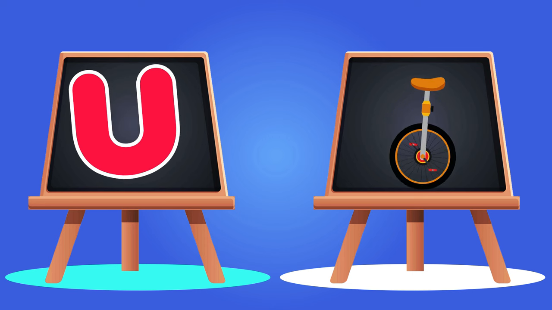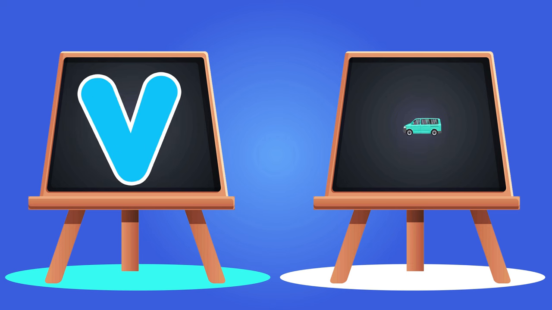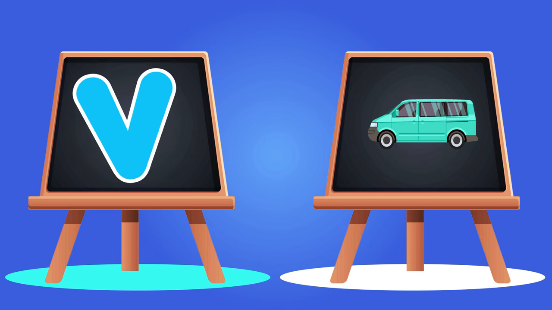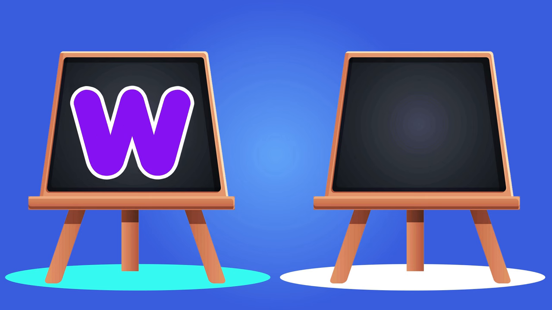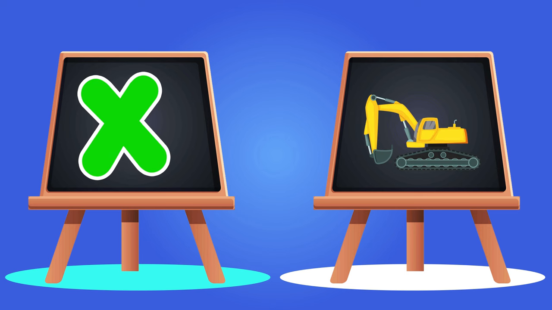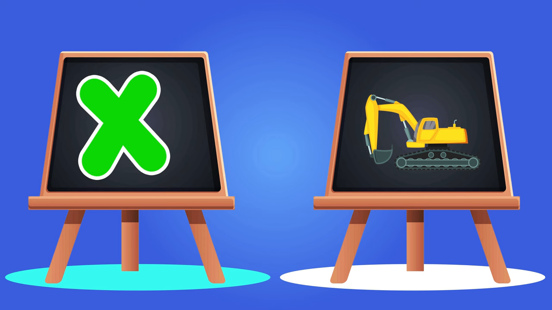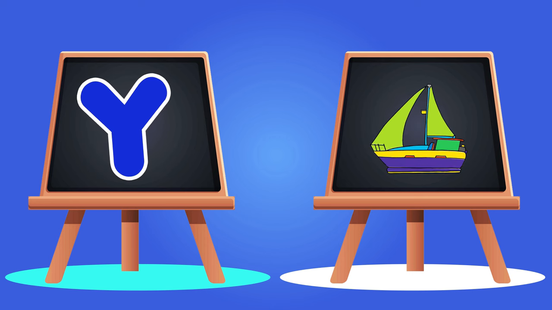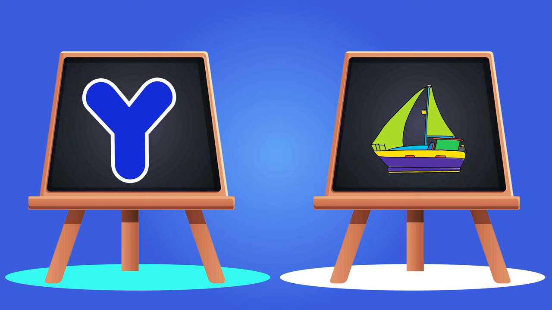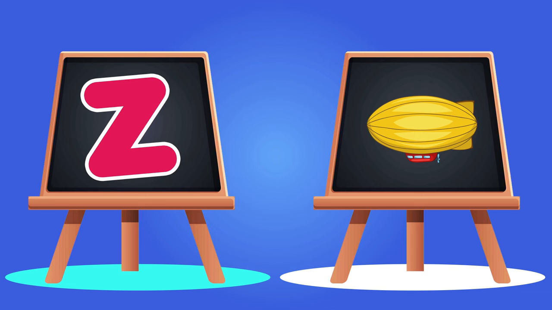U is for unicycle. U, U, unicycle. V is for van. V, V, van. W is for water tanker truck. W, W, water tanker truck. X is excavator. X, X, excavator. Y is yacht. Yeah, yeah, yacht. Z is for zeppelin. Z, Z, zeppelin.